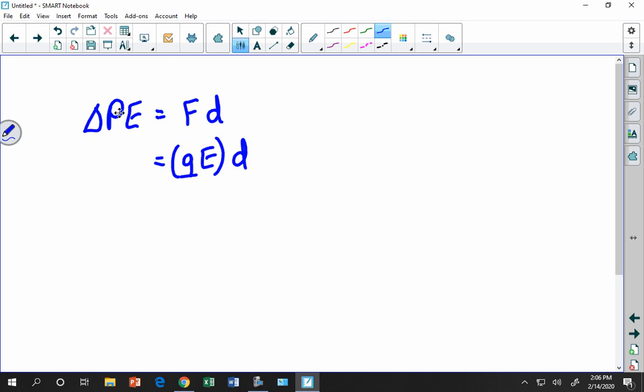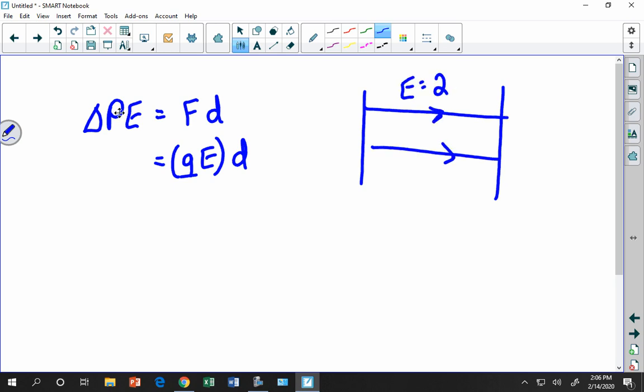So just like we did before, where I have a particle that's moving along equal potential lines or between equal potential lines, if I have an electric field, say like this, say my electric field is 2 volts per meter. Remember, electric field can be measured in newtons per coulomb or in volts per meter. Those are the same units. So if I have an electric field of 2 volts per meter, then I can calculate what is the work done.